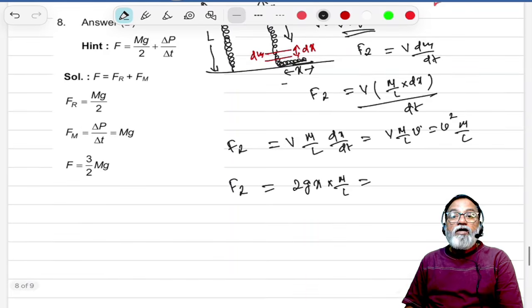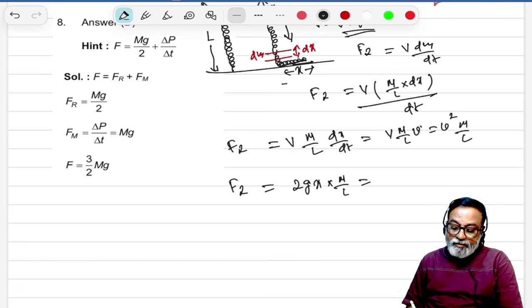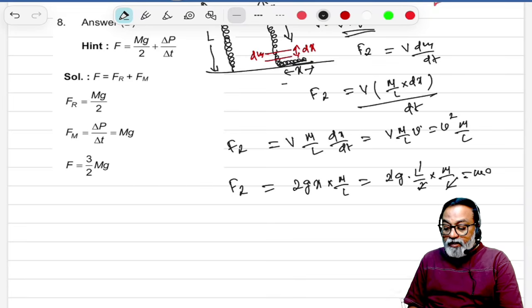But here half of the length is on the surface. Therefore, I have to take x as L by 2. So 2g into L by 2 into m by L. L and L cancel, 2 cancels. This is mg.